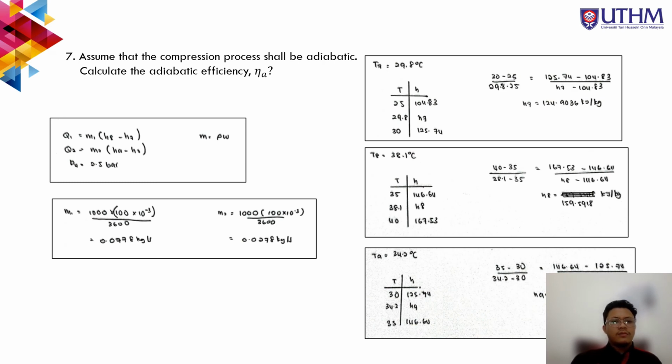You need to find Q1 and Q2, and this example is for 2.5 bar. You need to find the values for M1 and M2, and then you need to do the interpolation for a certain temperature to find the value for H7. T7 is 29.8 Celsius, and after you do the interpolation, you can get the value for H7. Here is the example of the interpolation.